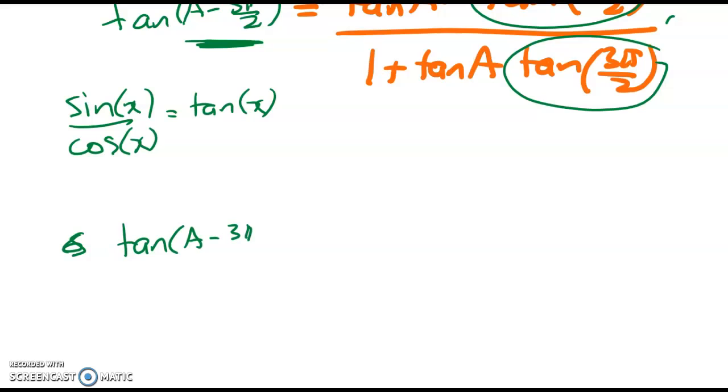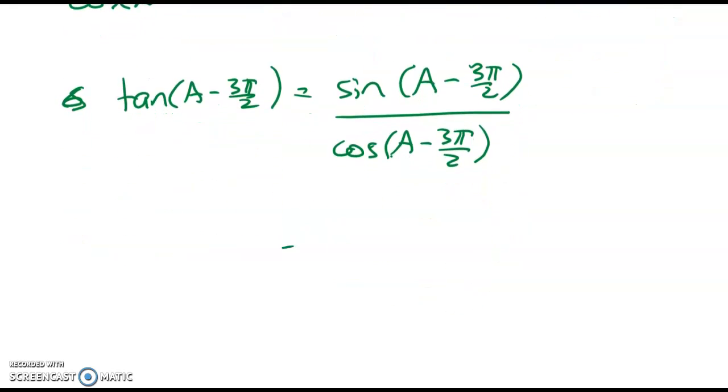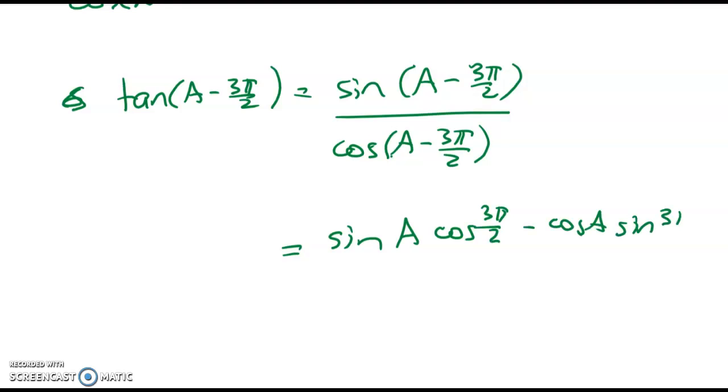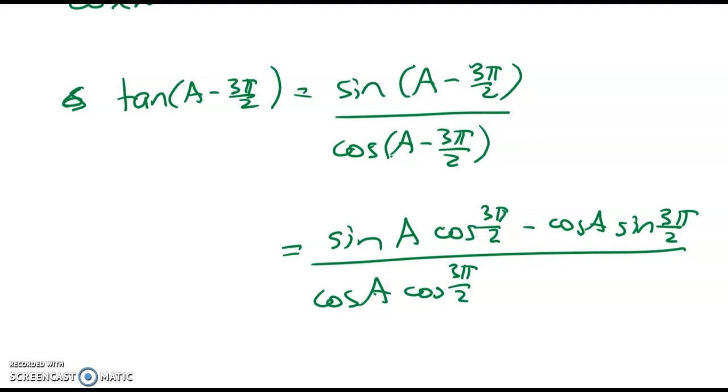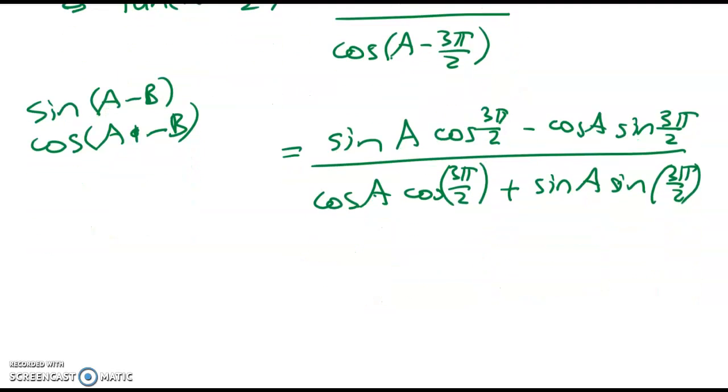Well, tan of a minus 3 pi on 2 is equal to sine of a minus 3 pi on 2 over cosine of a minus 3 pi on 2. And we know how to do both of the sine and the cosine expansion. So now you're seeing why I picked this question for this video. So sine a times cos of 3 pi on 2 minus cos of a times sine of 3 pi on 2, divided by cos of a, cos of 3 pi on 2 plus sine of a, sine of 3 pi on 2. Right, so that's coming from the formula for cos of a plus b, for cos of a minus b and sine of a minus b, which was done earlier in the exercise.